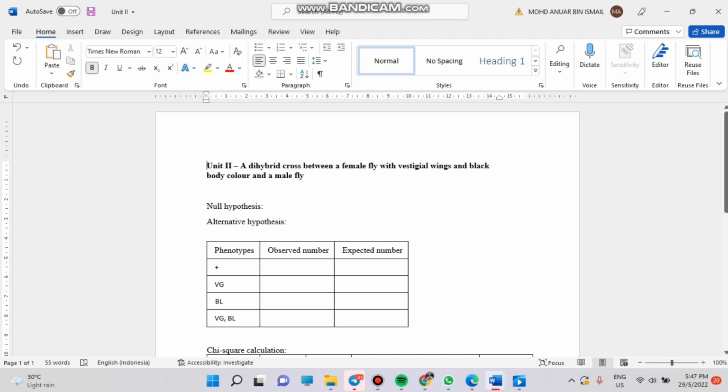Now I will do the calculation for unit 2 that is the hybrid cross between a female fly with vestigial wings and black body color and a male fly. So the null hypothesis is we follow the ratio 9 3 3 1, and for the alternative hypothesis is we do not follow the ratio 9 3 3 1.